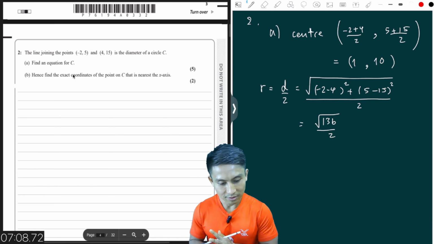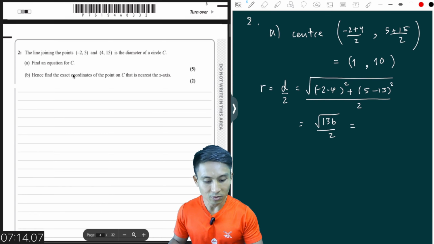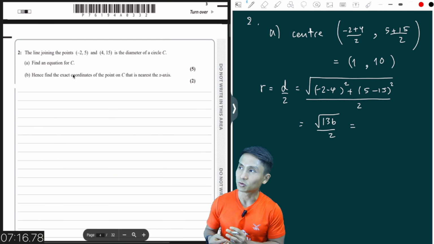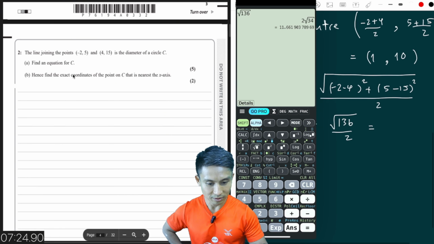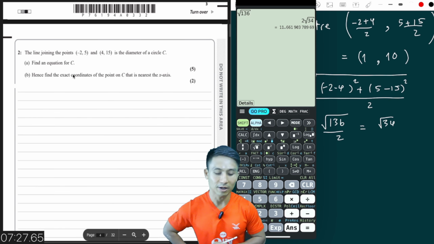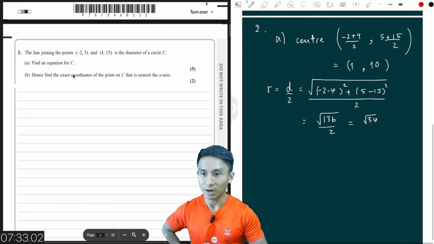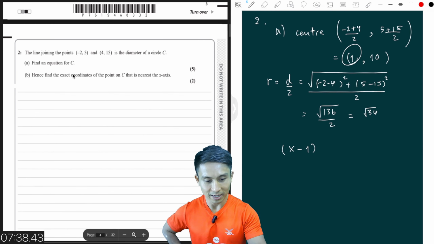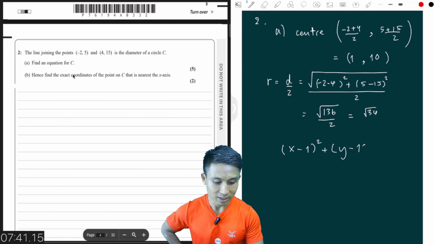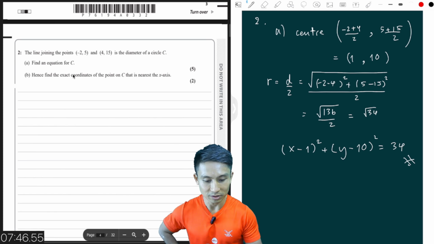Let me just check. 36, yeah. Okay, we can simplify this. Let's use calculator. How do we simplify that? 2 root 34. So this is just root 34, right? It's just root 34 because we need to divide by 2. Now, the equation is then x minus h, which is 1, the x of the center, plus y minus k, which is 10, equals 34 then, because that's r squared. Yeah, we need to put in the equation.